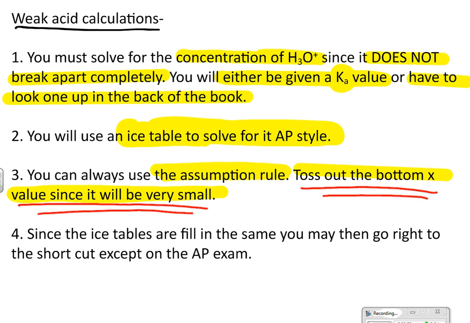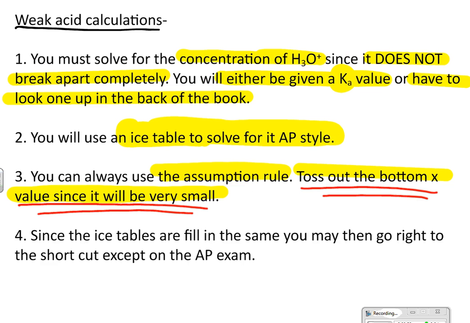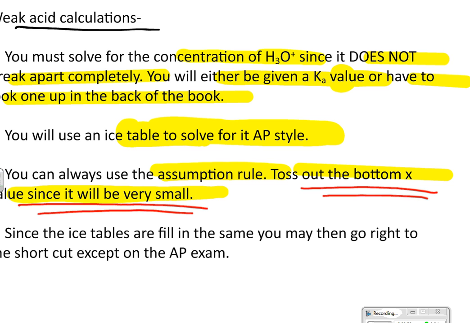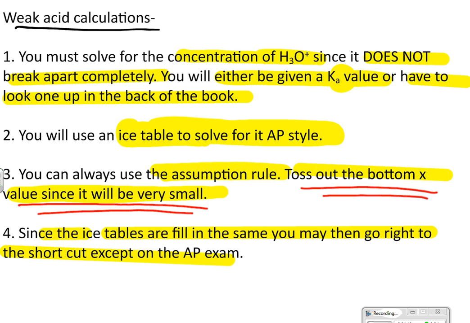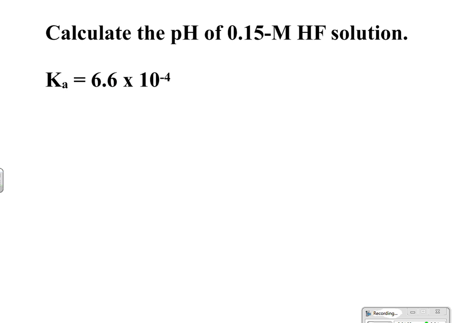Since ice tables are filled in the same way, you may go right to the shortcut except on the AP exam. Since they're exactly the same, you always get the same result on an ice table, simply because one H is always transferred in all these reactions, so the coefficients are always going to be 1 and 1. I'll show you. Here's an example of a weak acid problem.